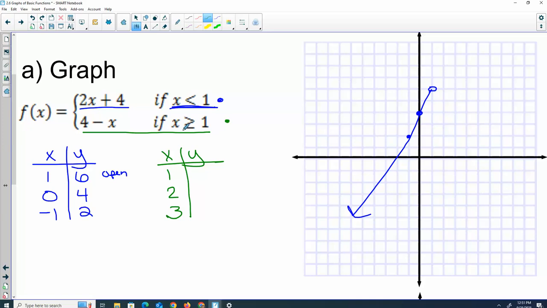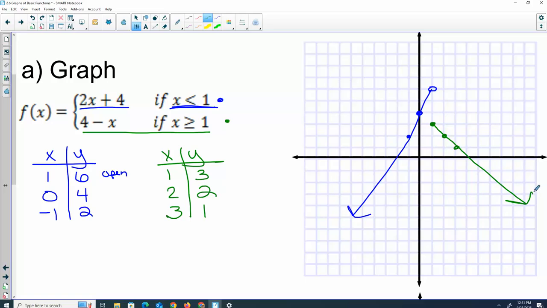So if I put in 1, 4 minus 1 gives me 3. 4 minus 2 is 2. 4 minus 3 is 1. So we started here, it was only for the x's greater, so this extends to the right.